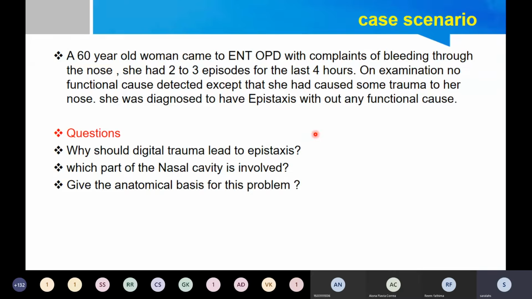She was diagnosed to have epistaxis without any functional cause. So she was not having any hypertension or predisposing factors. And the questions would be: why should digital trauma lead to epistaxis? Digital trauma is picking the nose. Which part of the nasal cavity is involved in this particular condition, and give the anatomical basis for this problem.